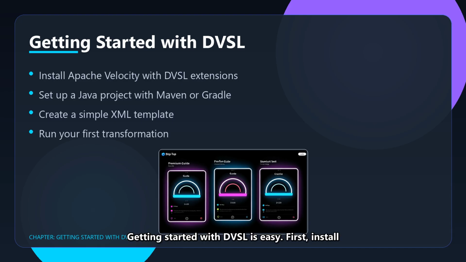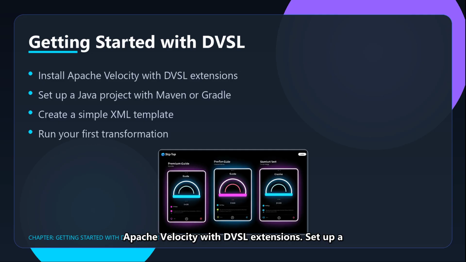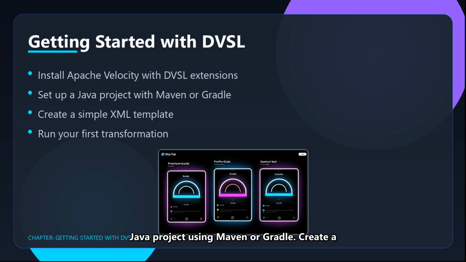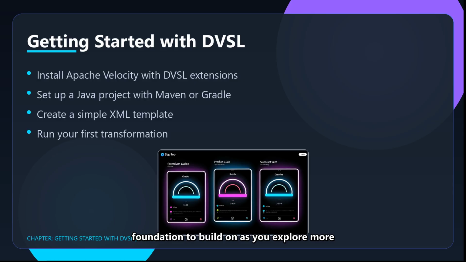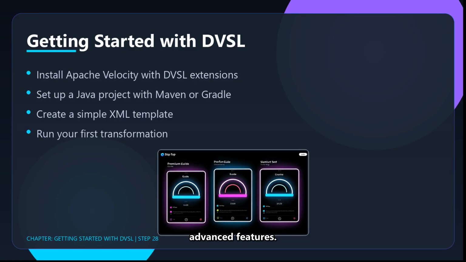Getting started with DVSL is easy. First, install Apache Velocity with DVSL extensions. Set up a Java project using Maven or Gradle. Create a simple XML template and run your first transformation. This hands-on approach will give you a solid foundation to build on as you explore more advanced features.